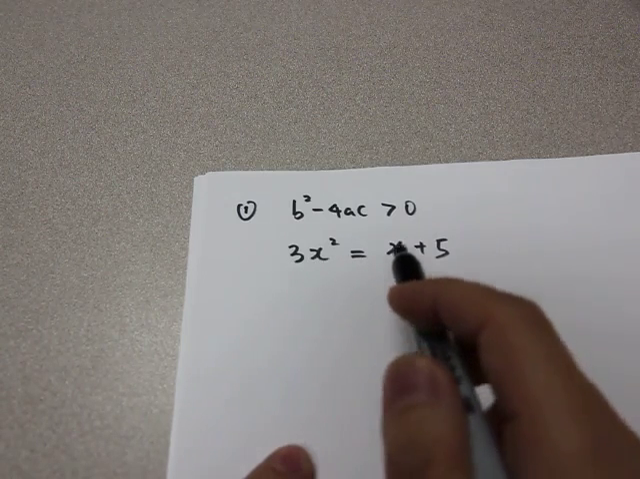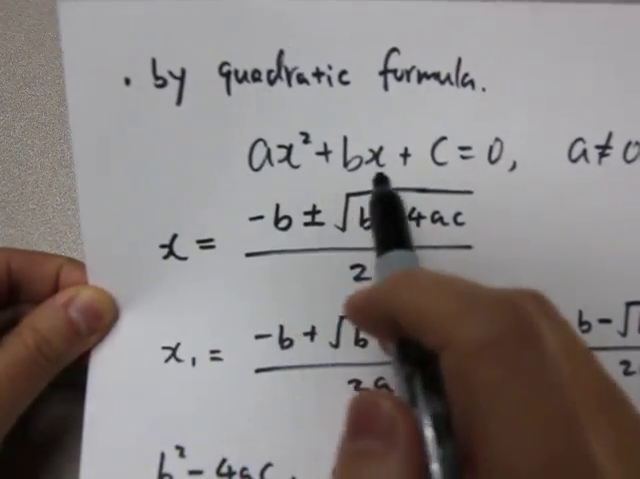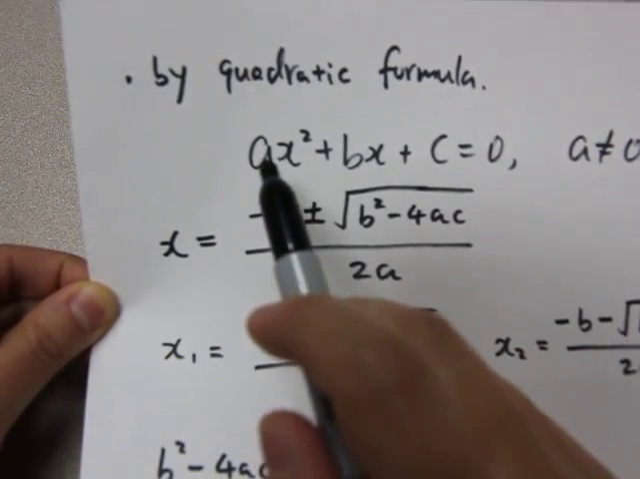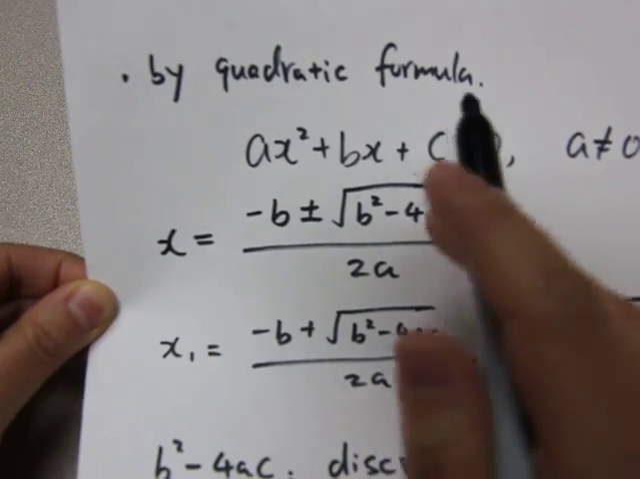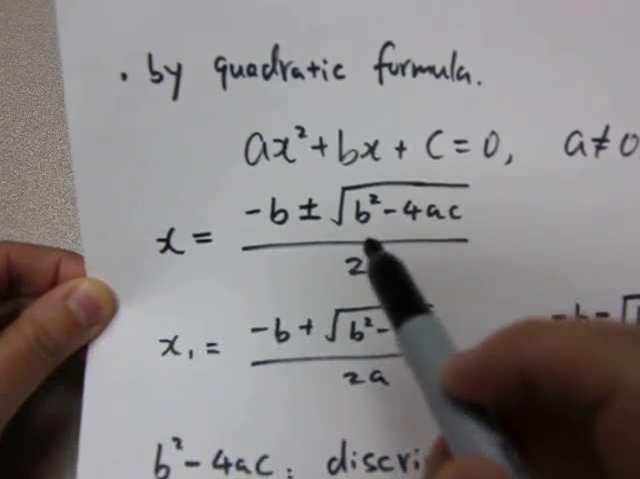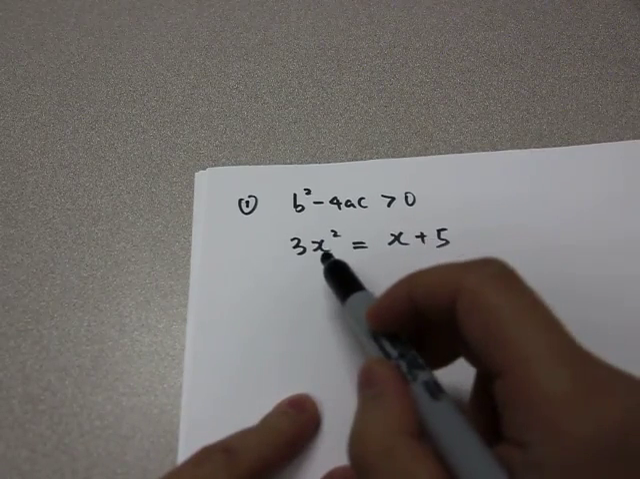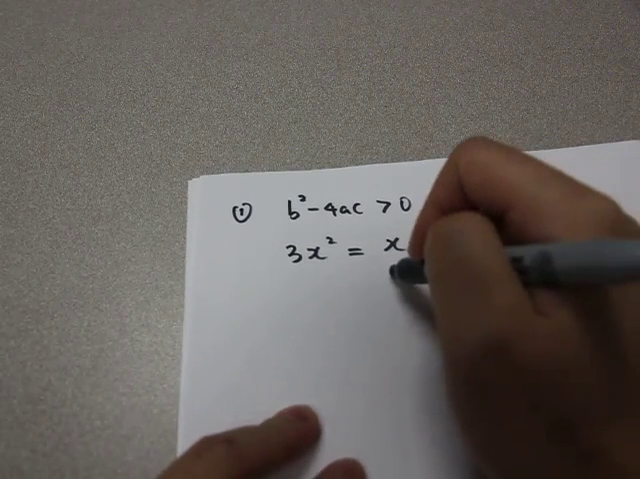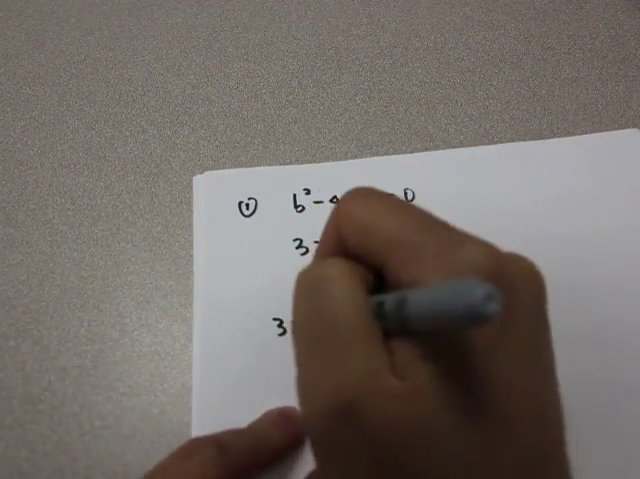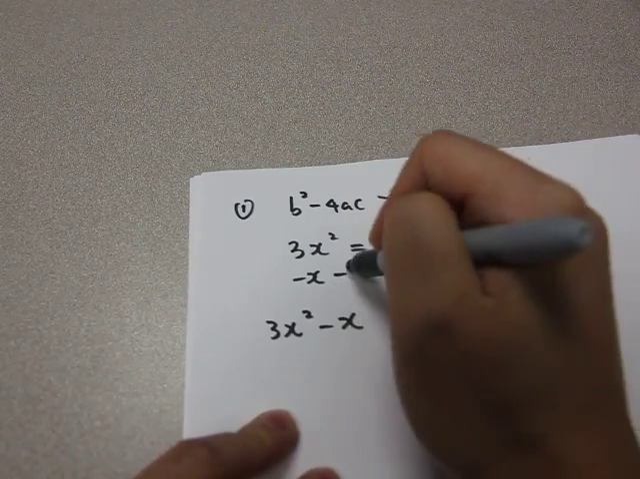Before you solve the equation, you want to make sure your equation is written in this form, because only in this way can you tell what A, B, and C are. So therefore, you will not bring wrong numbers into the formula. That means first I need to bring the x and the 5 to the left side of the equation. So I can subtract x from both sides, and next I can subtract 5 from both sides.